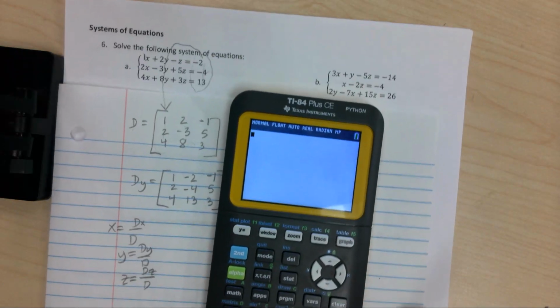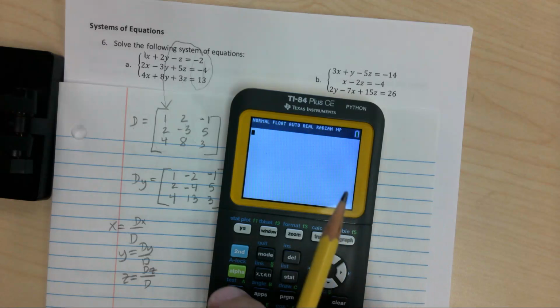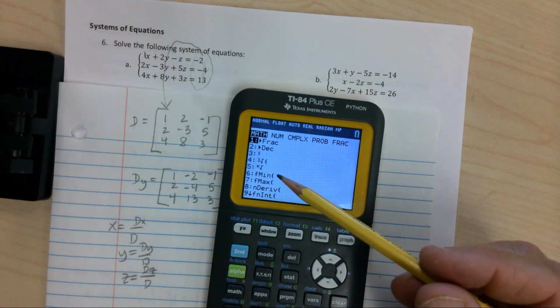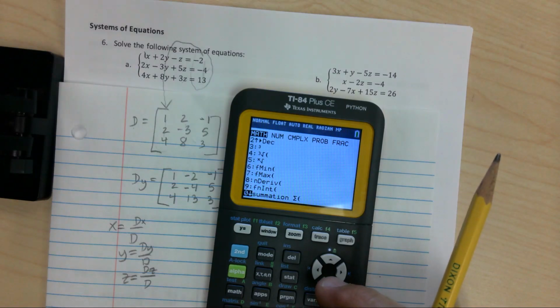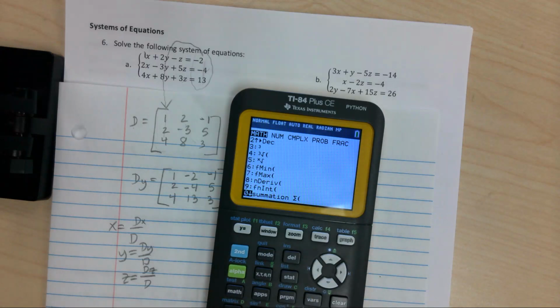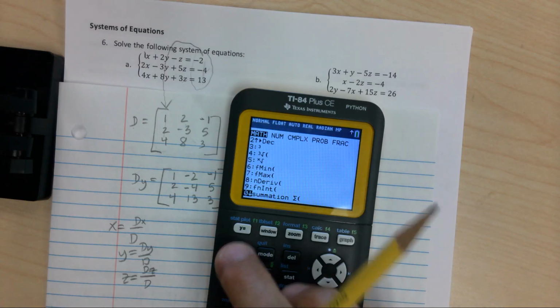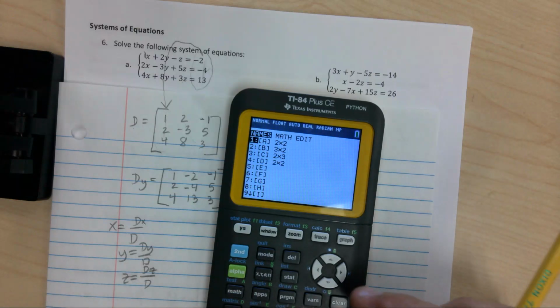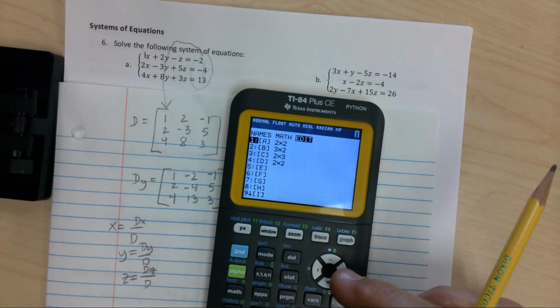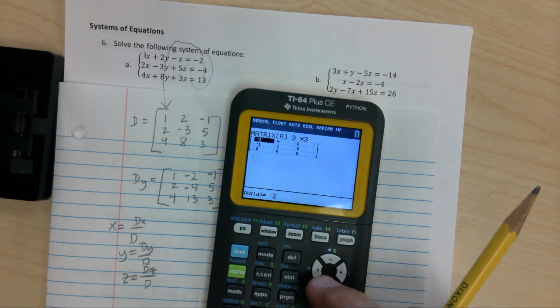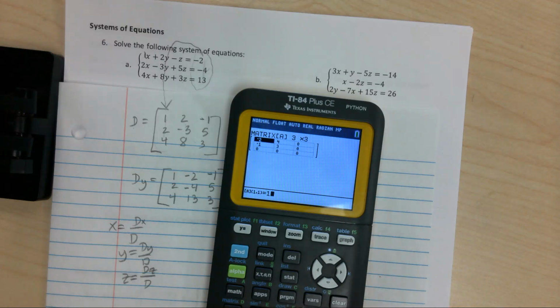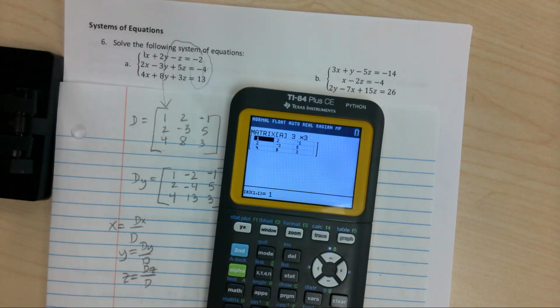So let's find D. So we're going to go to math, and then we're going to go down. Where is it? Hold on. Whoops, my bad. We're going to go to matrix. All right, and we're going to go to edit, and hit enter, and we're going to change that into a 3 by 3. And now we're going to insert our numbers. 1, enter, 2. I'll pause this so you don't have to be bored by me.